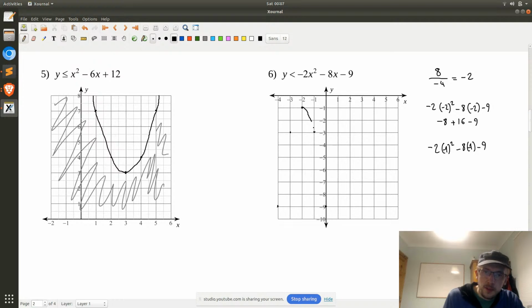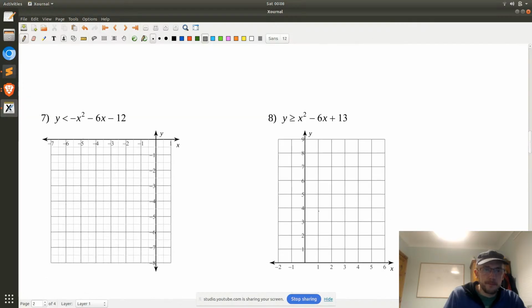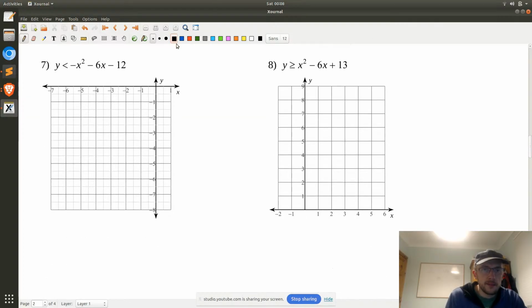Okay, so here we go. There. Now, what side to color in? Plug in the origin and we get, is 0 less than -9? No, it is not. There. Next.